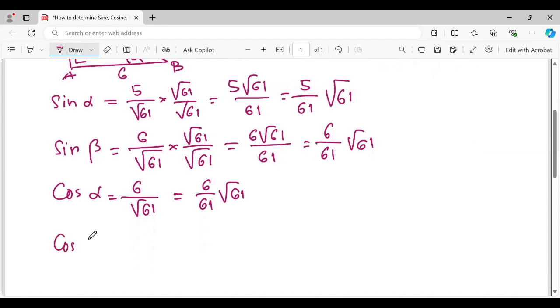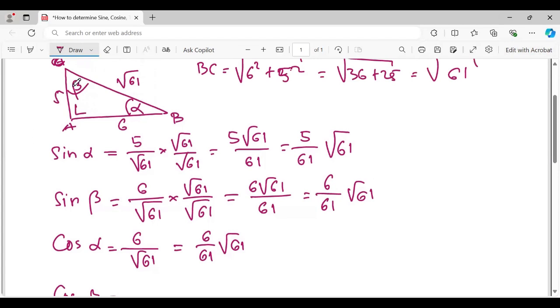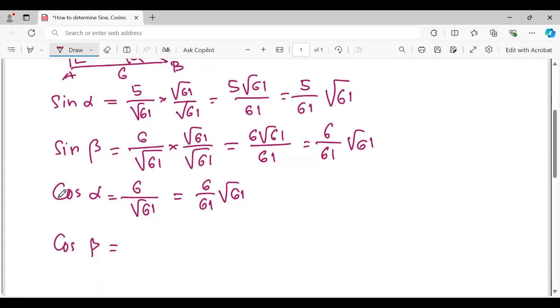And cosine beta, look, this is beta. Cosine beta means 5 over the hypotenuse, 5 over square root 61. Okay. Same with sine alpha, this one. So it is 5 over 61 square root 61.